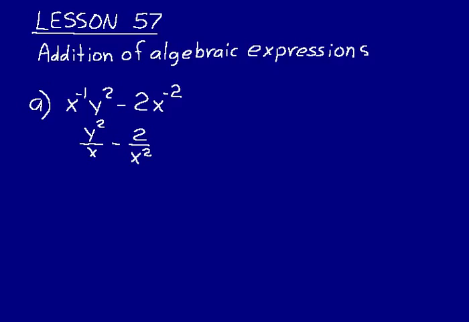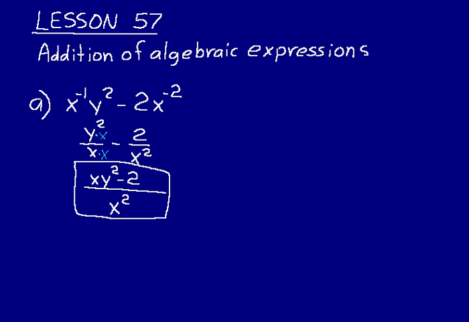Okay, so now you can see that you have two fractions and you can add those together. The common denominator here would be x squared, so we need to multiply on the left by x over x. And so when we do that, we end up with x squared as our denominator, and then we'll have xy squared minus 2 as the numerator.